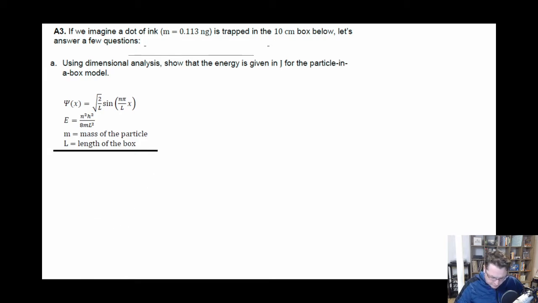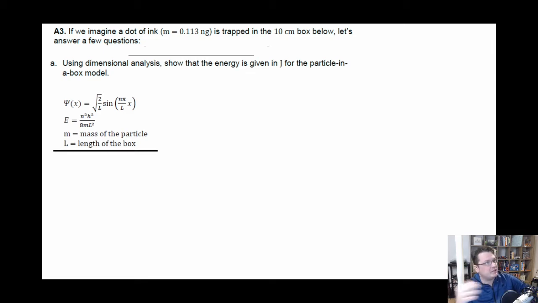Okay, A3. This is a 1D particle in a box problem. So if we imagine a dot of ink, we've moved away from an electron. We're just simply talking about a single dot of ink. It has that mass, 0.113 nanograms. It's trapped in a 10 centimeter box. It's basically a length of paper. Well, not like legal paper, but like a small A5 paper.